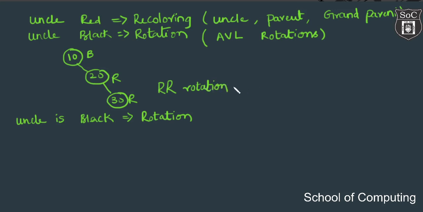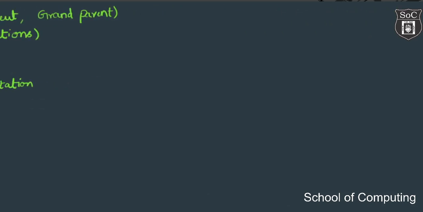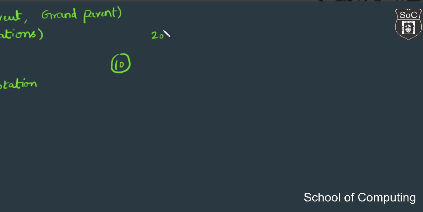When there is an RR rotation, what we will do? We perform a left rotation. So I will be doing left rotation here on 10. So what is going to happen? What is the output? 10 will come here, 20 will climb up.